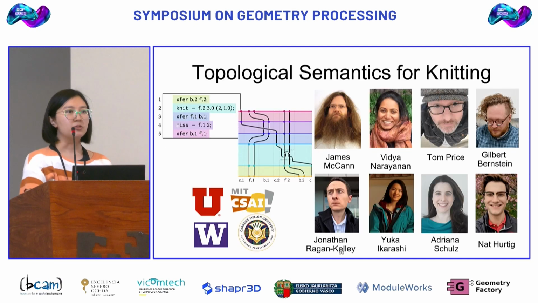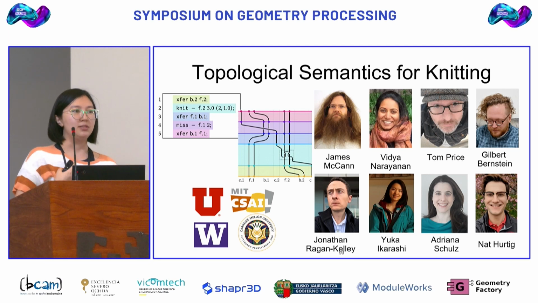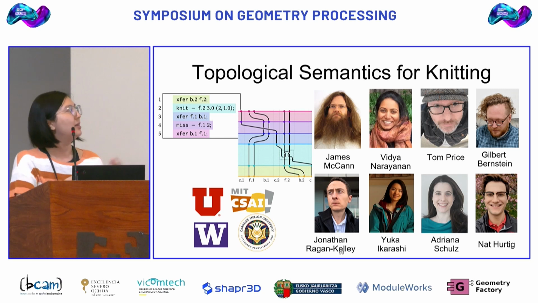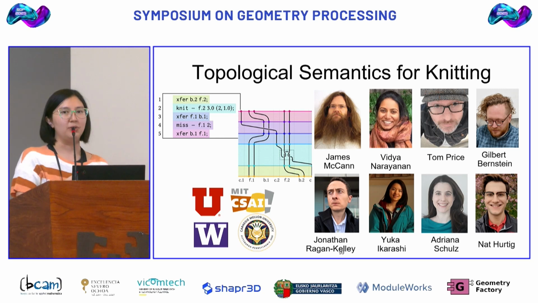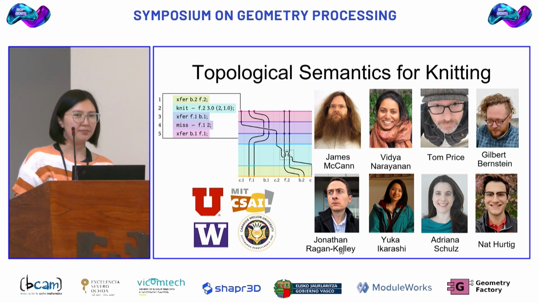And so this was the motivation behind a series of papers on coming up with a topological semantics for knitting. The idea is that we have these knitting programs, they have meanings that are the objects we're trying to make, and we're trying to approach this from a low-level yarn topology perspective. This has been done with a bunch of cool people at various institutions.